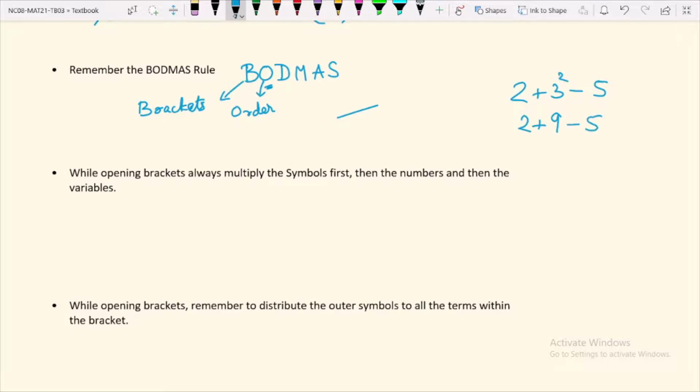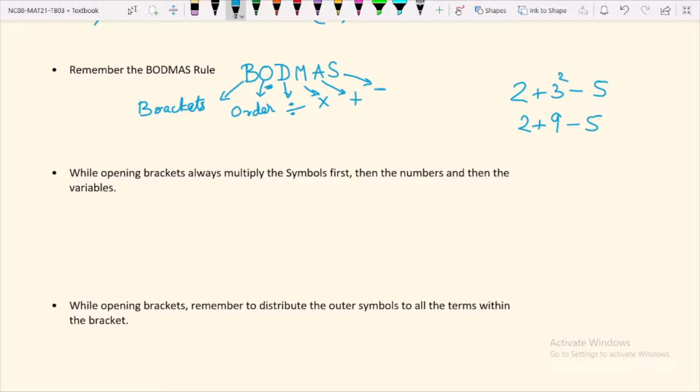So the next in the order of operations is division. D means division. M means multiplication, which means into. A means addition, plus. S means subtraction, minus. So this is the order of operations in which we have to solve. After order it is division. Because I do not have division in this equation, I will skip it. Next is multiplication. There is no multiplication in this equation, we can skip that also.